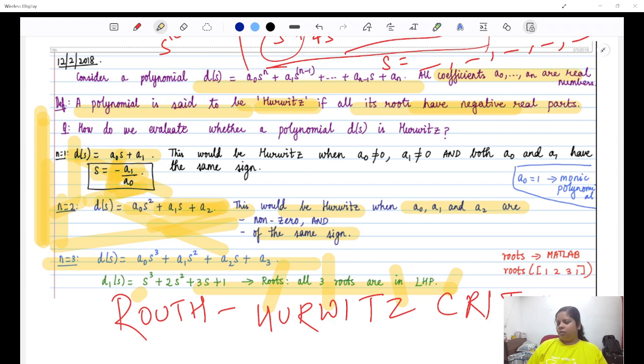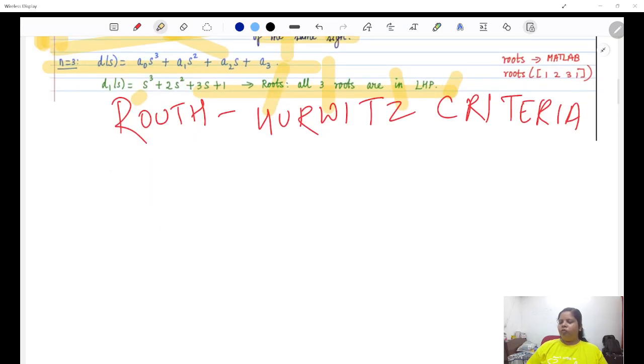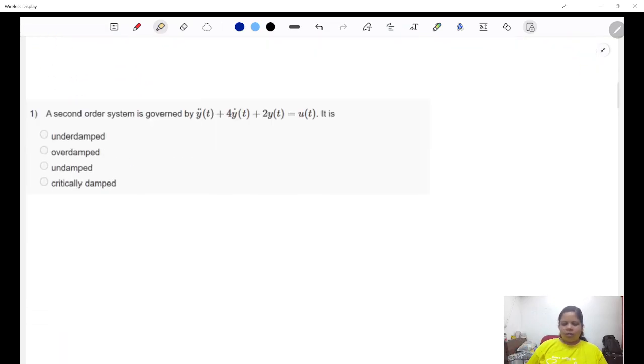because your system won't have all of its roots lying in the left half of the s plane. So remember these things for now. We will learn this Routh-Hurwitz criteria in the next class. Okay, so here let's go with the question.